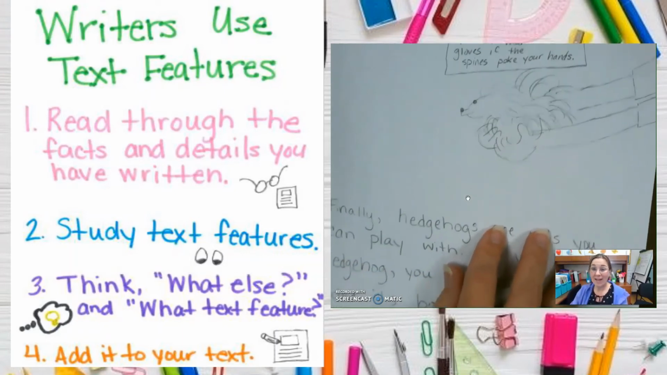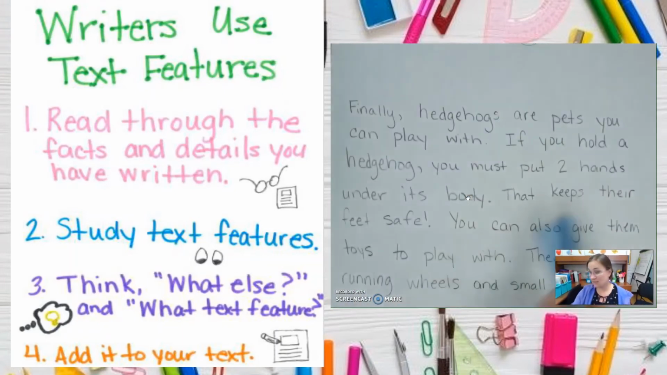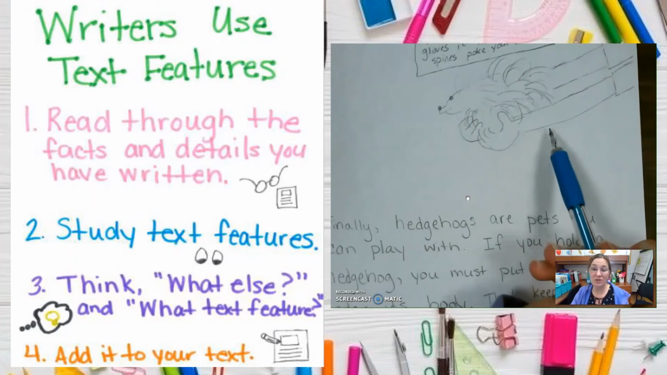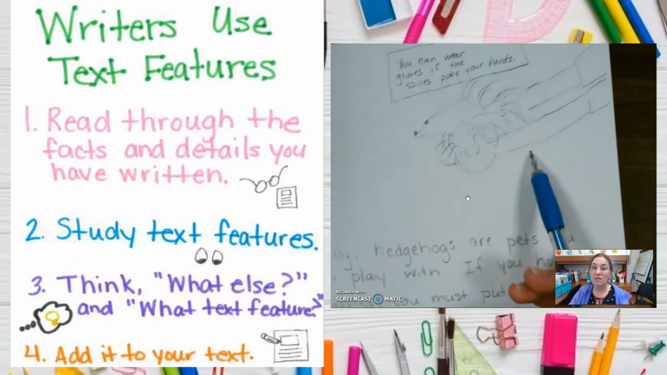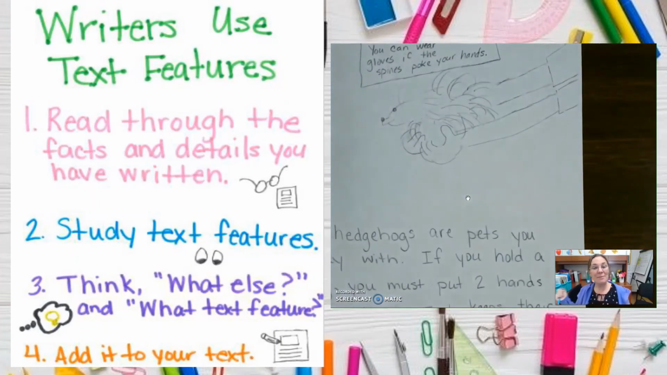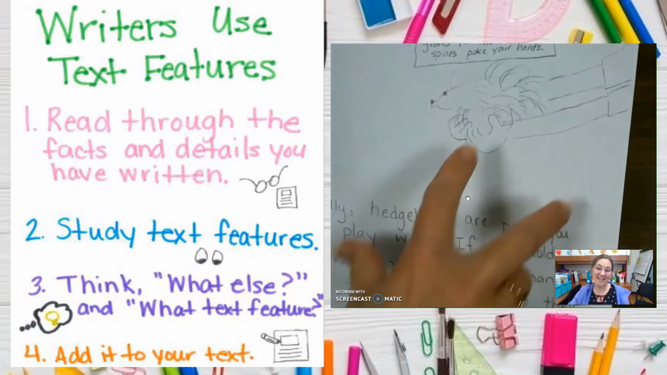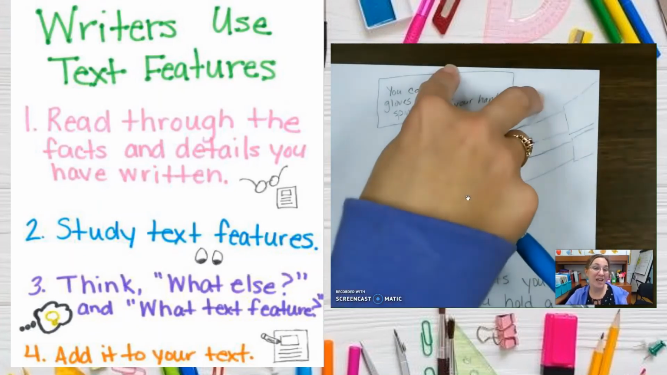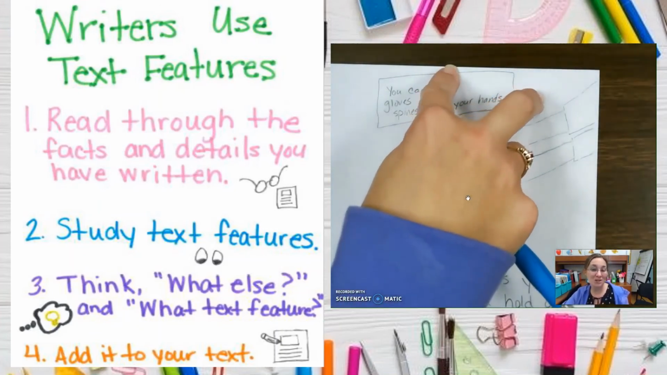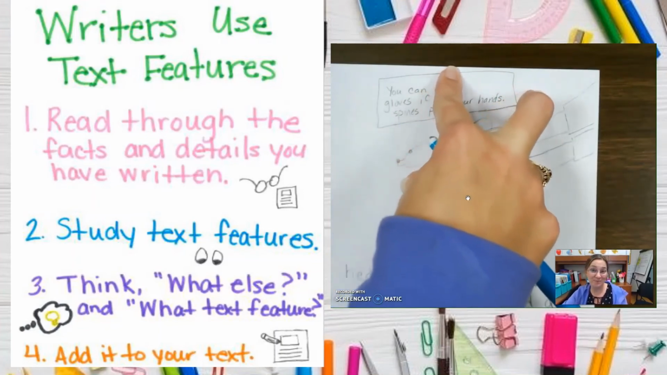So did you see how I added some more information? I didn't tell my readers in my text that they could wear gloves if the spines are pokey on their hands, and I didn't put it in this text feature. It's some new information. So I added it like a caption, and I even put a box around it. Now my readers have information that's in the text and in the text feature. I contributed some more information. That's what authors do, and now you're going to get a chance to try it yourself.